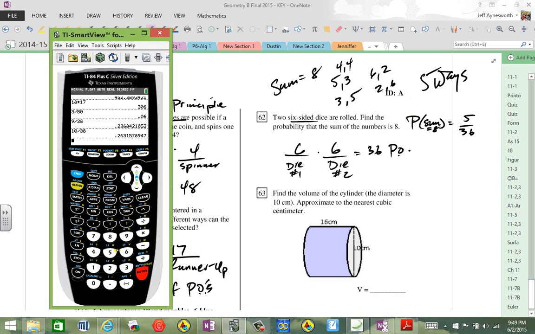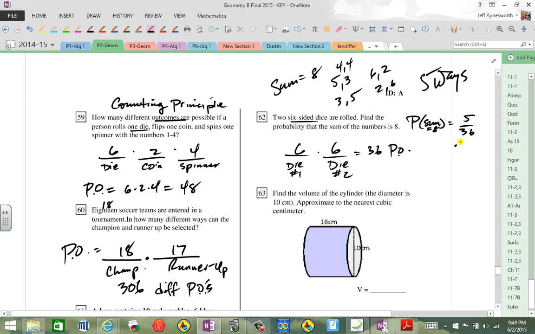So you take 5 divided by 36, you get 0.14. So this is 0.14, and that's equal to 14%. So you have a 14% probability that you're going to get a sum of 8. Not very high at all. So I wouldn't bet on it, guys.